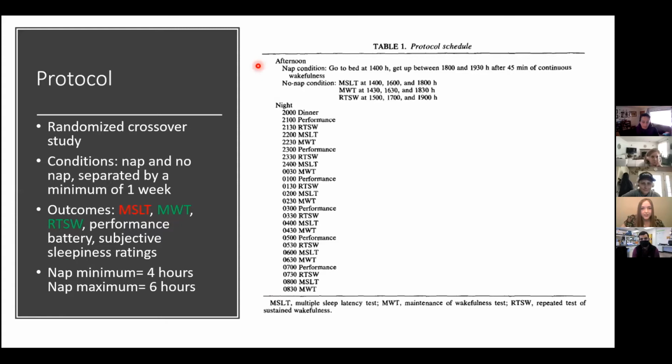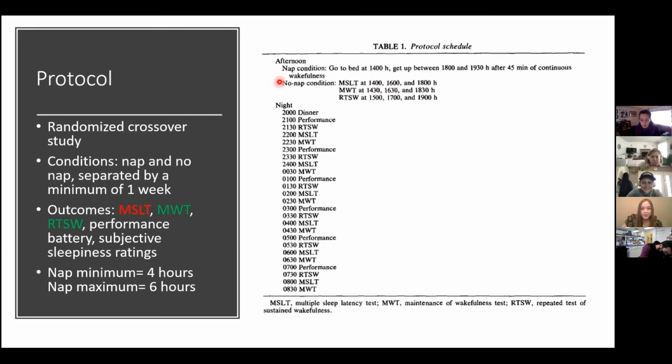protocol schedule over here, all of the individuals would arrive to the lab at noon, and they would eat lunch and get a PSG hookup. So polysomnography: you attach electrodes to your head, your eye muscles, your chin muscles, and that really allows you to measure wakefulness and different stages of sleep, what they needed to run these sleep latency tests. In the nap condition, individuals would go to bed at 2, and then they would sleep a minimum of 4 hours or a maximum of 6 hours, basically however long they could sleep. And then they would get up.